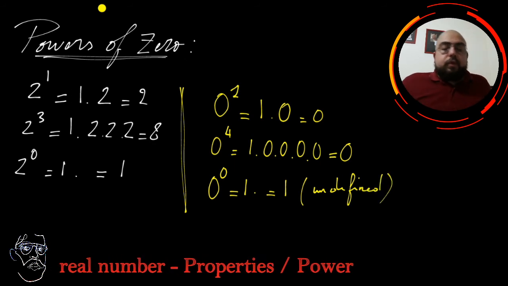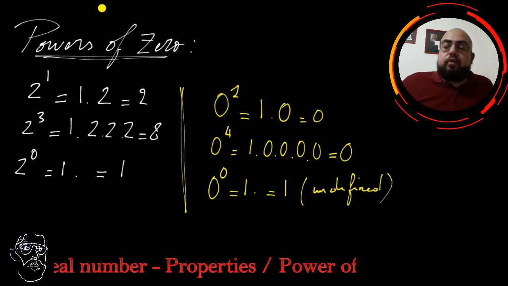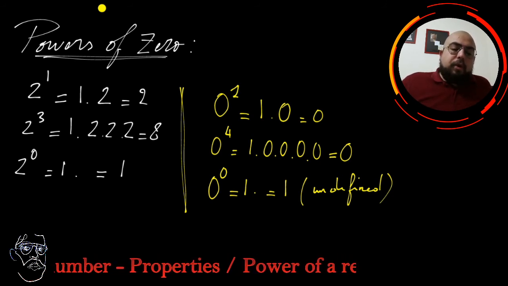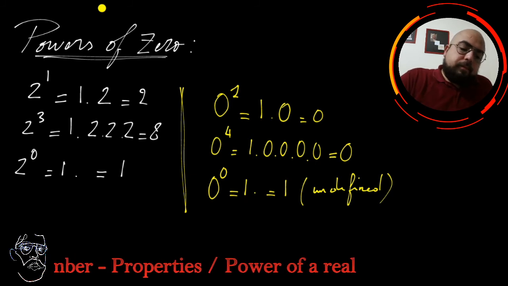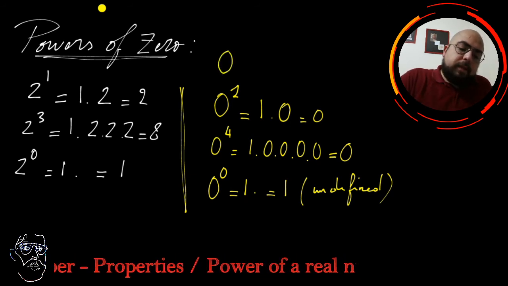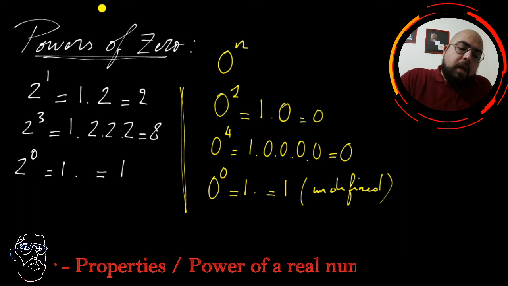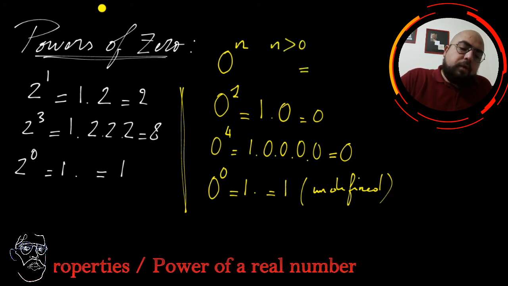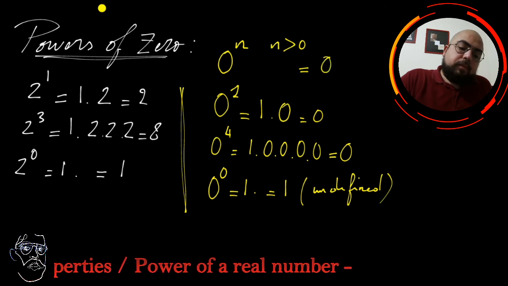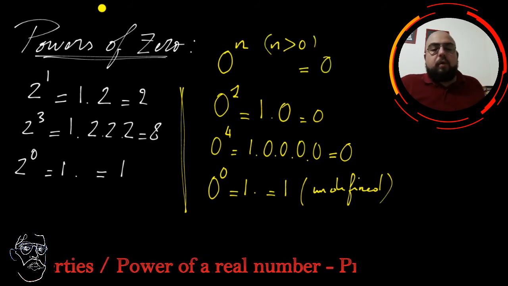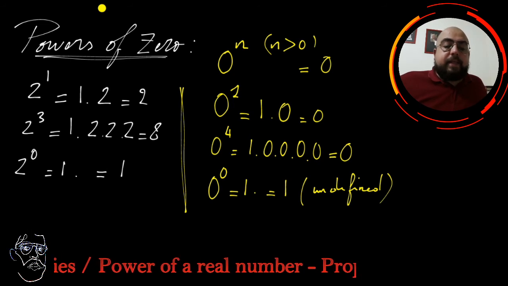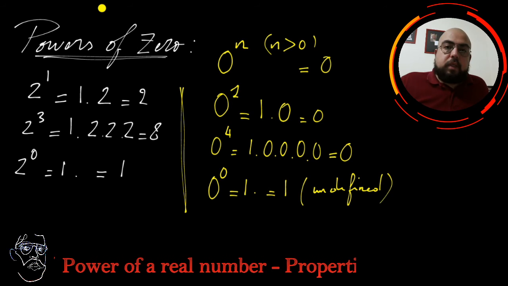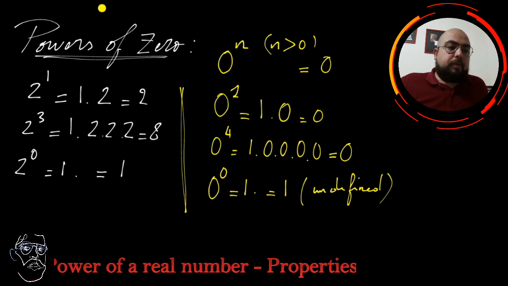Alright, so this was the part related to the powers of 0. You simply have to keep in mind that 0 to the power of n, when n is positive, strictly greater than 0, will give you 0. The integers should be positive.